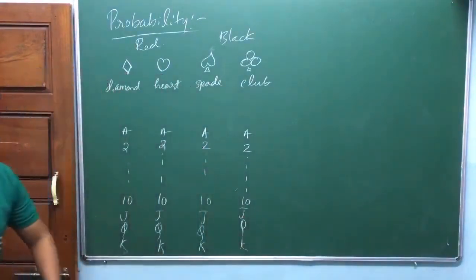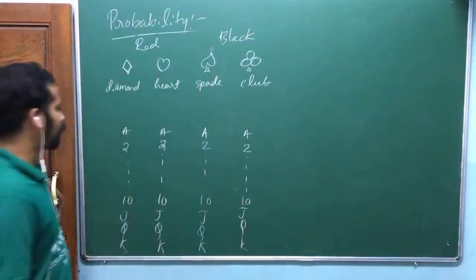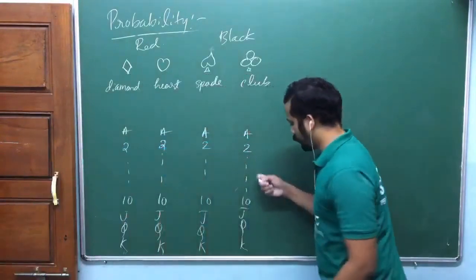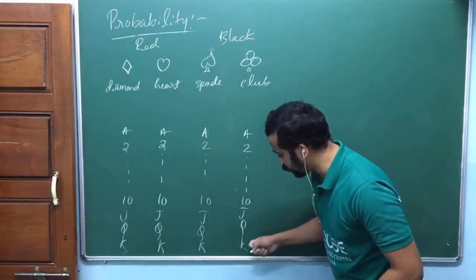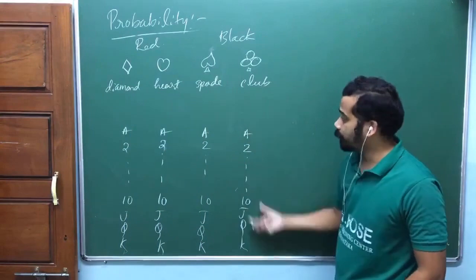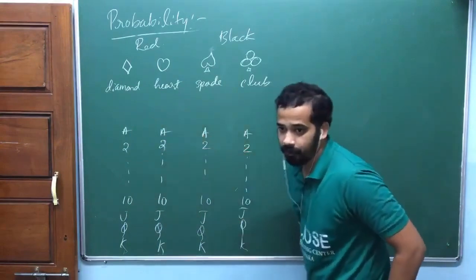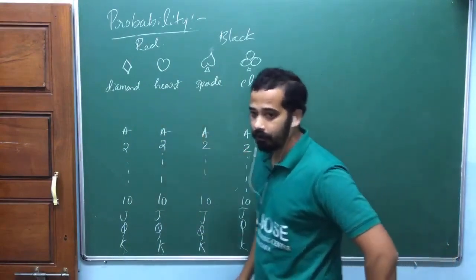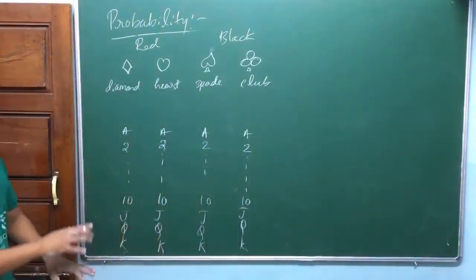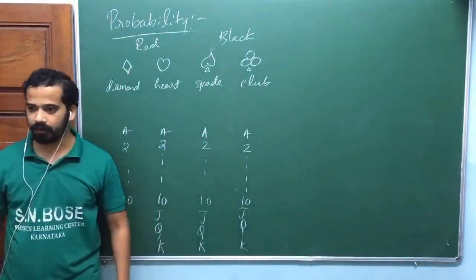Now look here. How many total cards are there? 1, 2, 3, 4 and so on up to 10, 11, 12, 13. 13 cards in each suit, total 4 times. So the total number of cards will be 52. They say a well shuffled deck of cards.